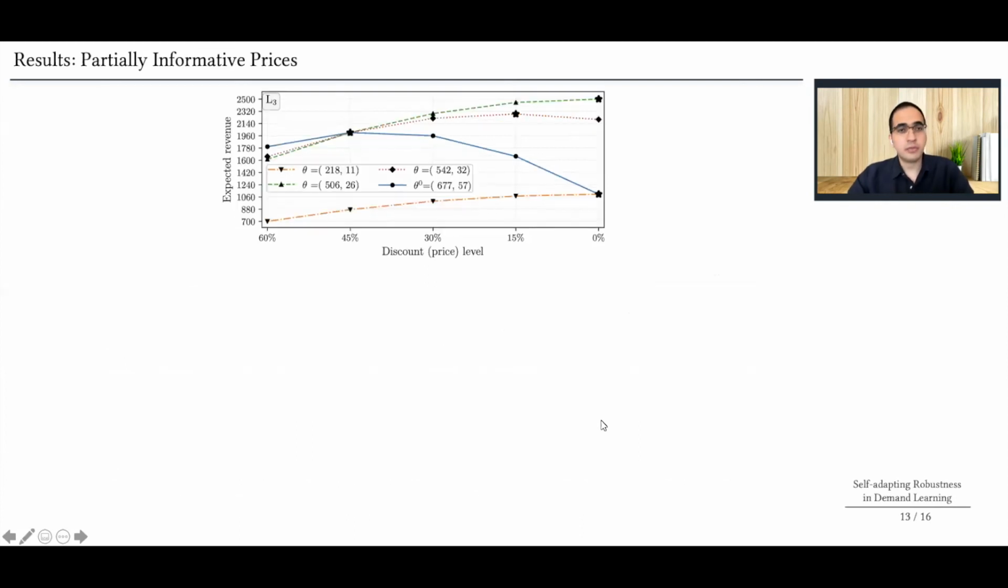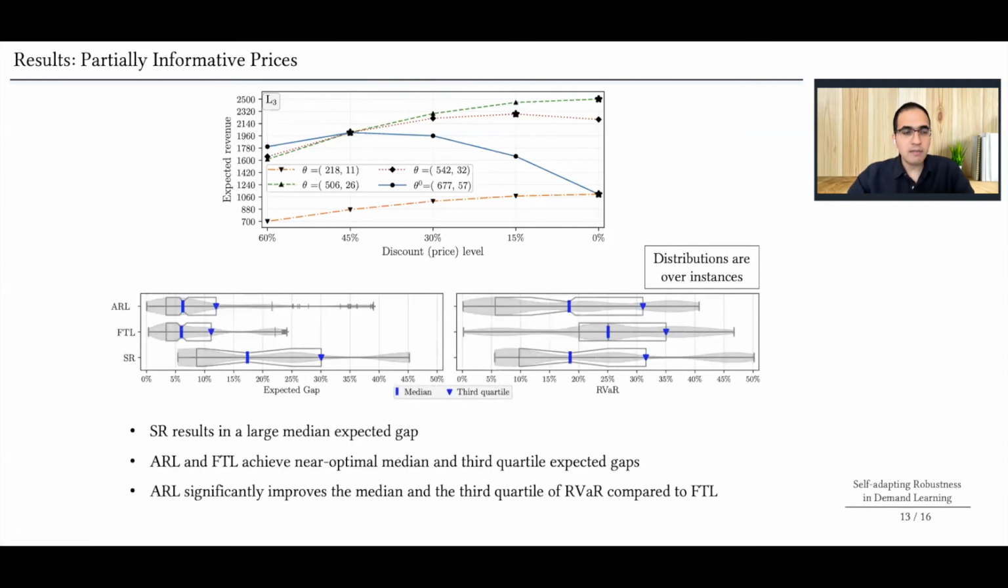Now we look at the partially informative prices. Here, I refer to partially informative instances where if we play the price 0%, that price may allow us to eliminate the red and green models, though pricing policies could be confused between the blue and orange models. In this setting, we look at the same distribution we observed before. We have the expected gap on the left and the R-var on the right. ARL and follow the leader exhibit similar expected gap, meaning they obtain similar total revenue, but in terms of risk, ARL significantly improves upon follow the leader.